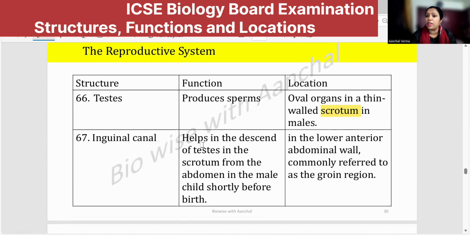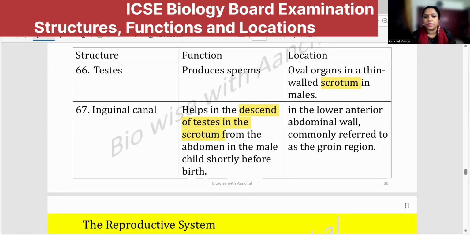Then inguinal canal, very important. It helps in the descent of the testis into the scrotum from the abdomen in the male child before birth, and it is in the lower anterior abdominal wall, commonly referred to as the groin region. The inguinal canal is also there in the females, but it is not very well developed. That is the reason why males have inguinal hernia, but in females that is not possible because of the very thin size of the inguinal canal. Okay, you know what is hernia? That is when the digestive system shifts into the scrotum because of the inguinal canal.